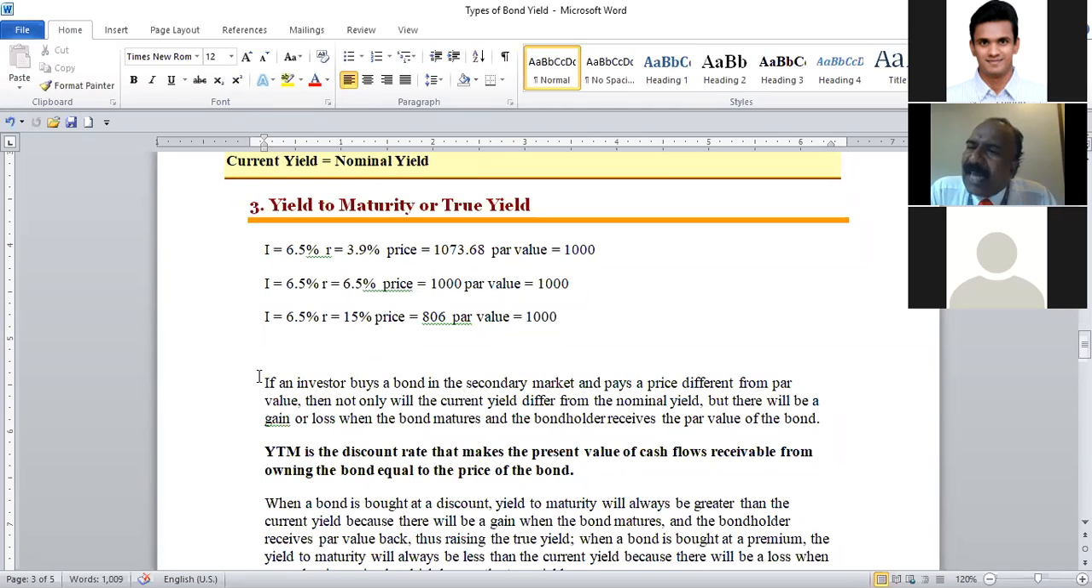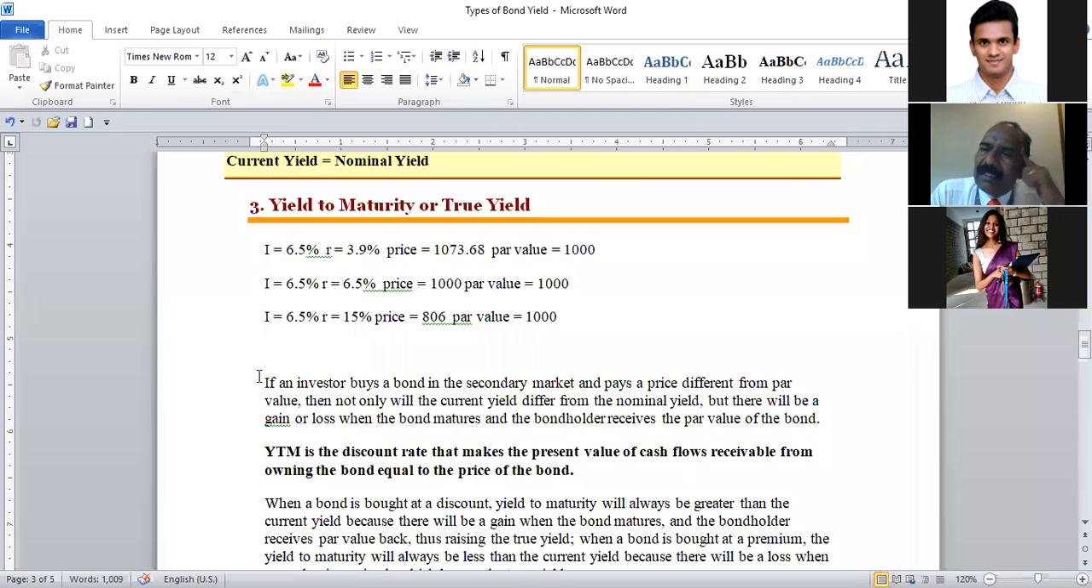In the first case, what is the answer? 3.9. So the answer 3.9 will not be given in the case. Please understand. While we are calculating, 1073.68 is your answer. You calculated. In the yield to maturity case, 1073.68 will be given. Your answer should be 3.9. You have to calculate 3.9. Got it? All of you?